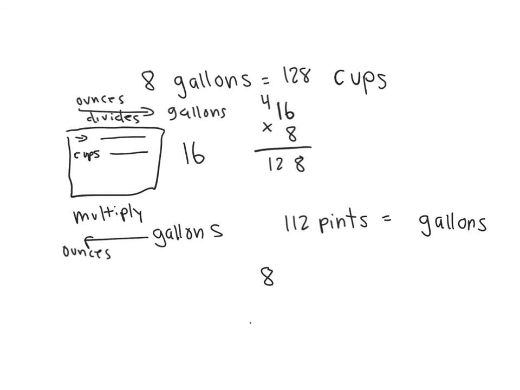Okay? So now I have to decide, am I going to multiply 112 times 8 or am I going to divide 112 by 8? So which way am I going? I'm going from a smaller measurement to a bigger measurement. Pints to gallons. I need less gallons, so that means I need to divide 112 by 8. So 8 goes into 11 once. 11 minus 8 is 3. Bring down the 2. 8 goes into 32 4 times, so I would need 14 gallons. So instead of buying 112 pints, I would just buy 14 gallons of something.